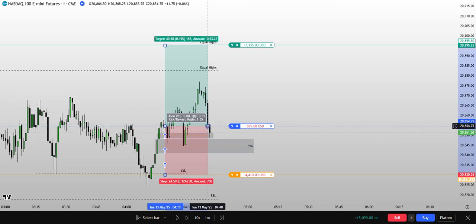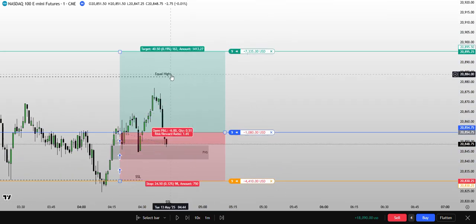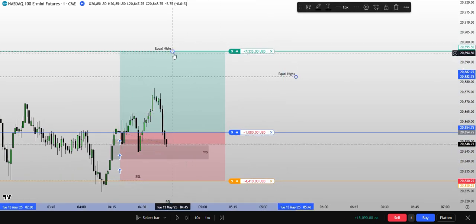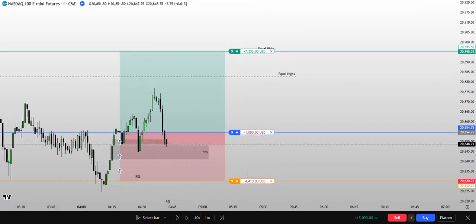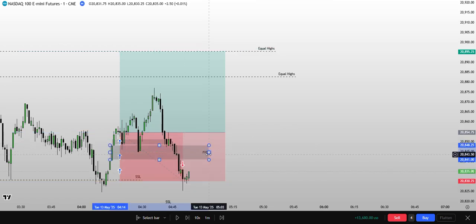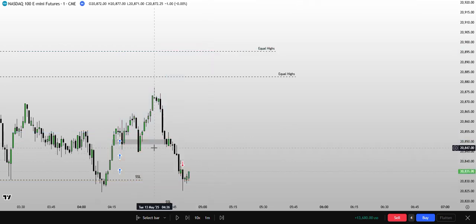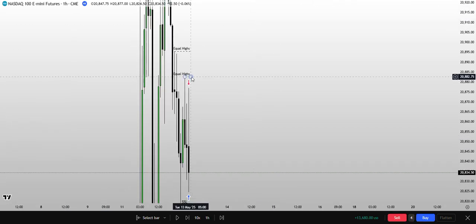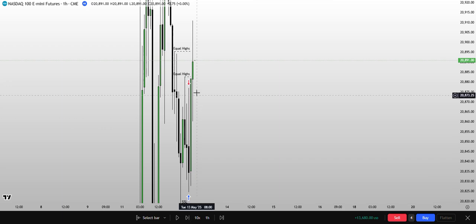Digs into those gaps once more, digging in once more, equal highs above. If we take this loss, it is what it is. Nothing too bad. Sized relatively well. So loss there taken. So that would be 1-1 now in terms of wins and losses for this.